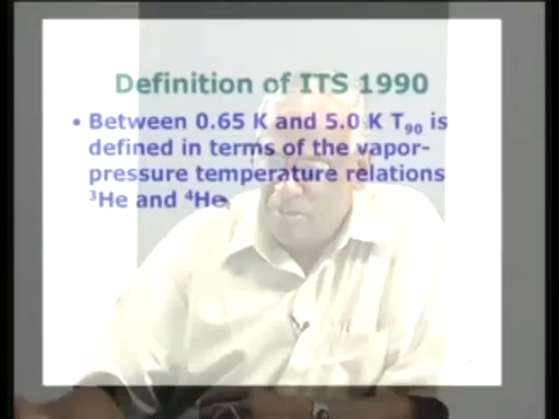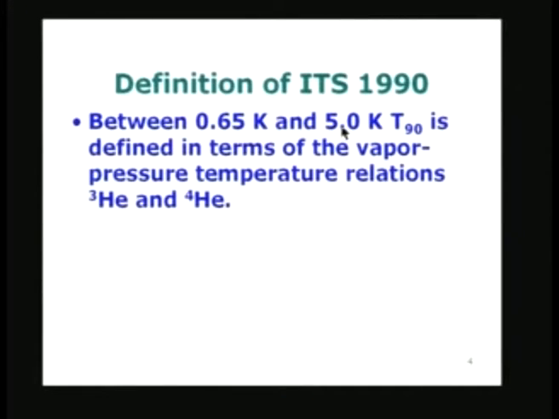That is what the ITS 1990 is doing for us. For example, between 0.65 Kelvin and 5 Kelvin, T90 is defined in terms of the vapor pressure temperature relations for helium 3 and helium 4. So, using this vapor pressure temperature relationship for helium 3 and helium 4, we will be able to cover the range between 0.65 and 5 Kelvin. This is one of the lowest ranges.